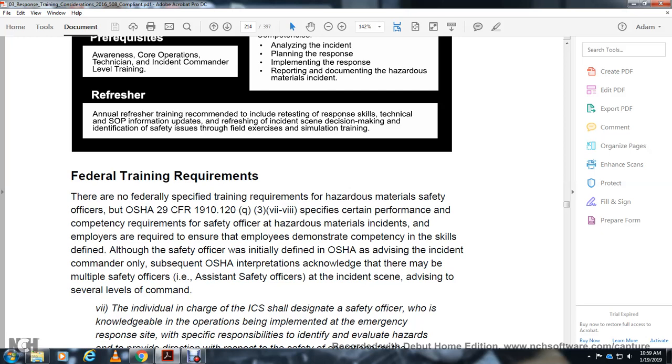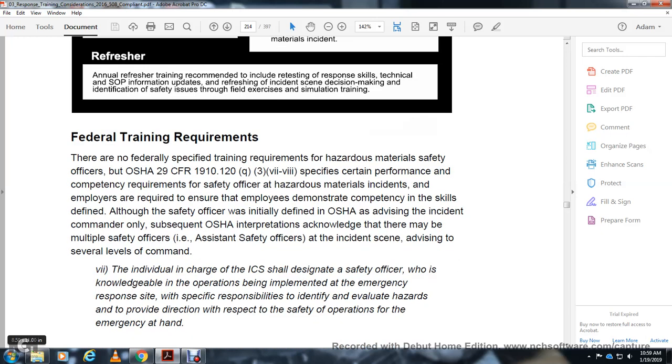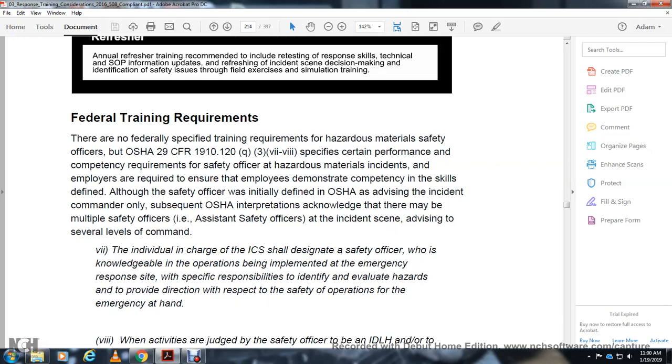safety officers, and incident advisors at the several levels of command. The individual chart of the incident command system should designate the safety officer, knowledgeable in operations with the emergency response side, with the specific responsibility to identify hazards and provide direction with respect to safety operations from the emergency at hand.